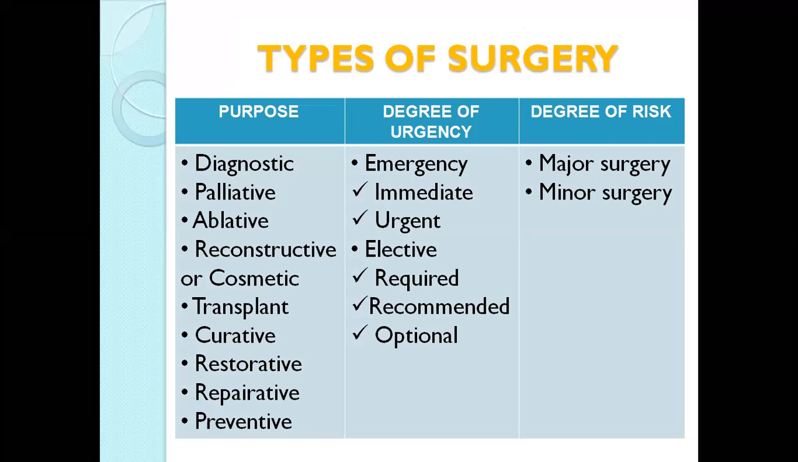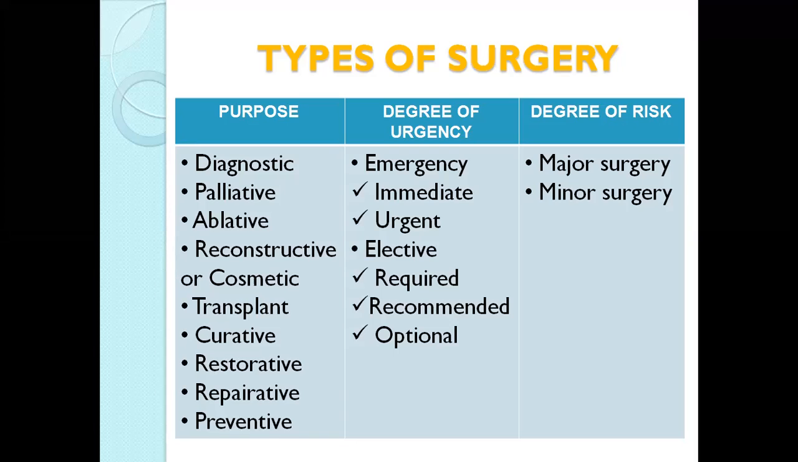Actually when we talk about surgery, we have these main divisions of surgery. According to the purpose, it is divided into diagnostic, palliative, ablative, reconstructive, cosmetic, transplant, curative, restorative, reparative, and preventive. According to the degree of urgency, it means whether the surgery needs to be done immediately, or whether we have to wait for a few hours, or whether it can be done at any time. That is the meaning of urgency: whether the surgery is a very immediate one or a non-immediate one.